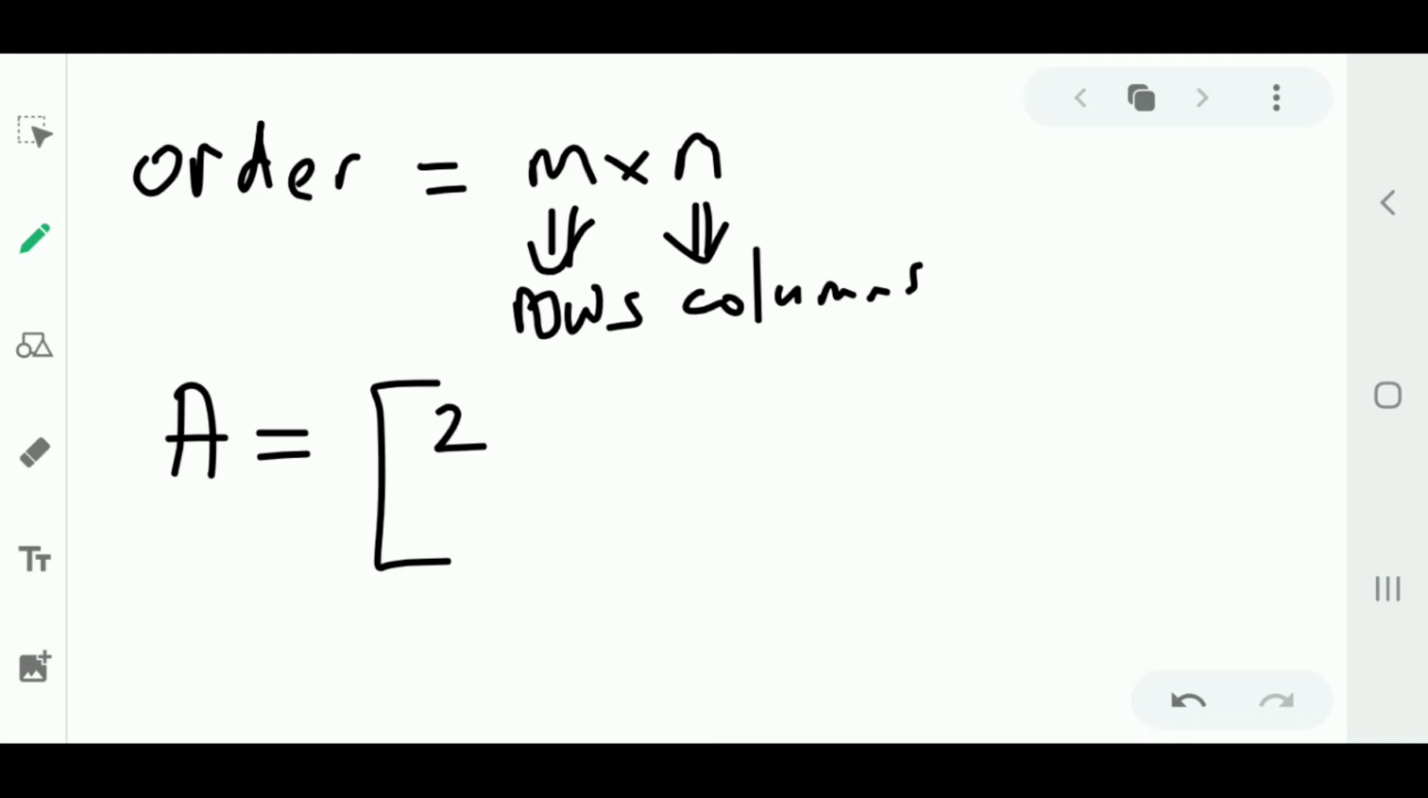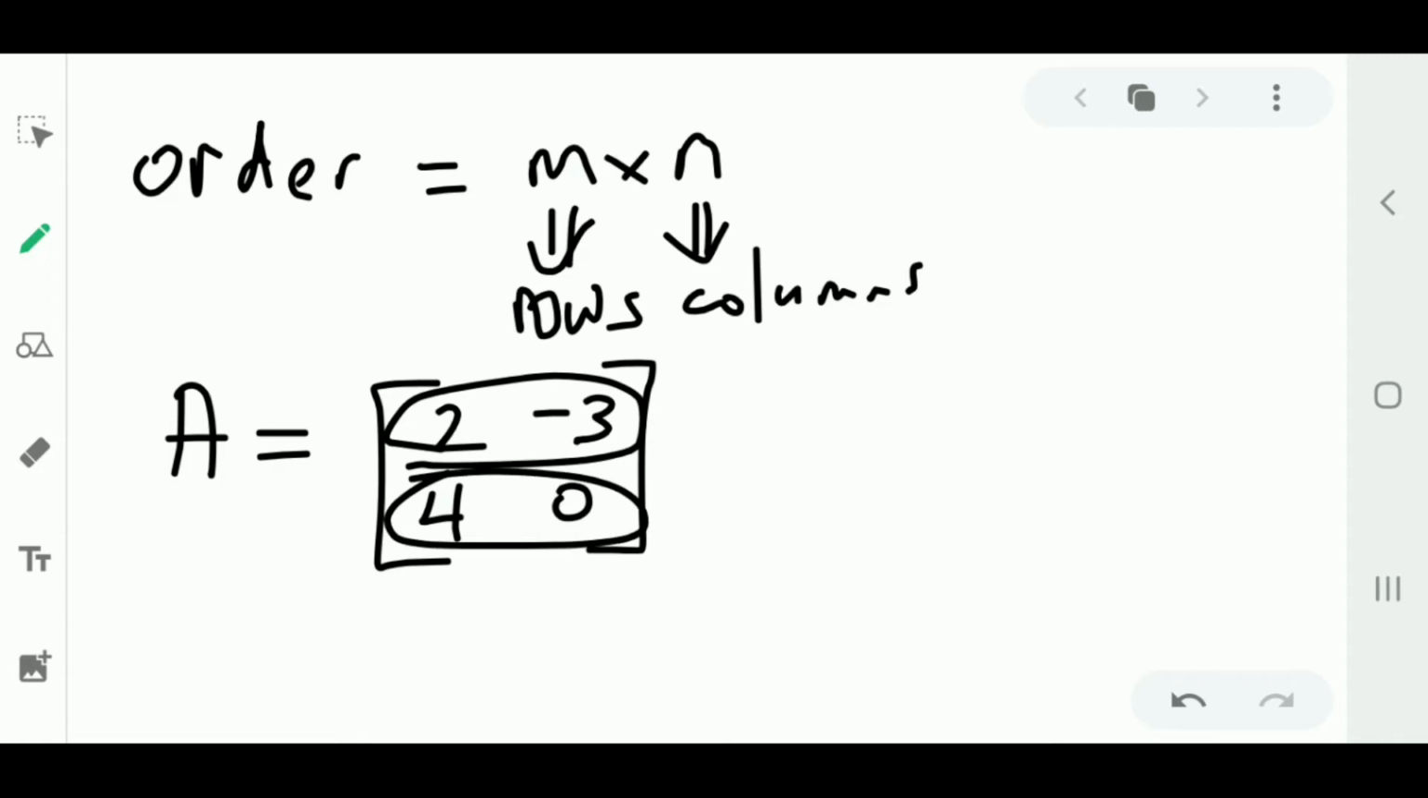So let's say we have 2, minus 3, 4, and 0. Rows are horizontal arrangements. So 1, 2. So that means we have 2 rows. Columns are vertical arrangements. So 1, 2. That means the order of this matrix is a 2 by 2.